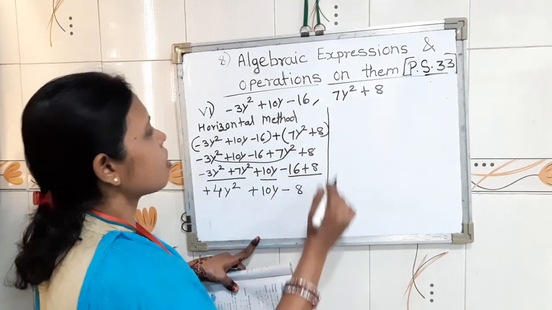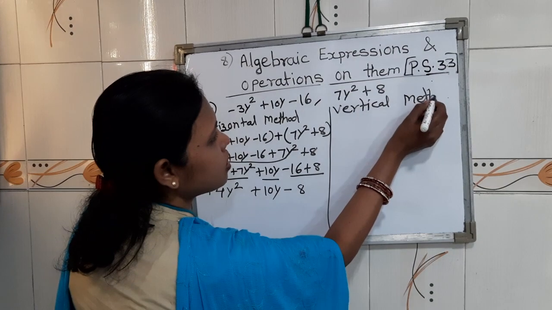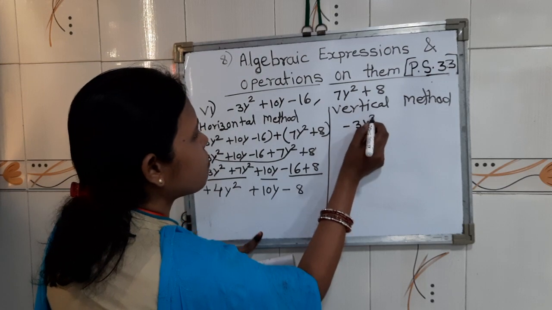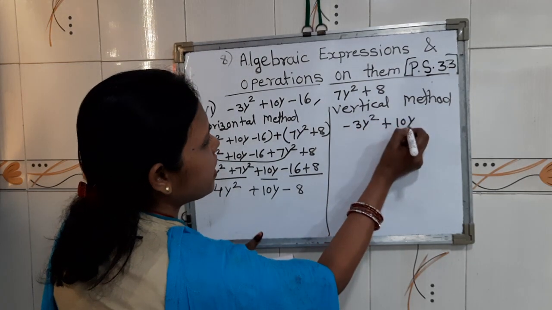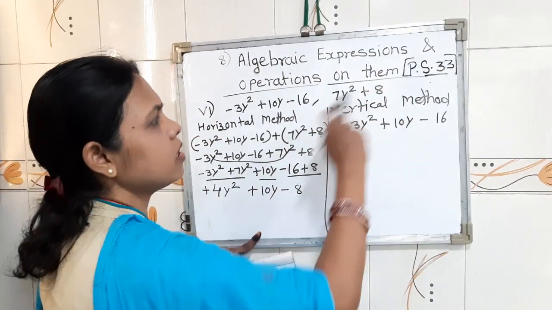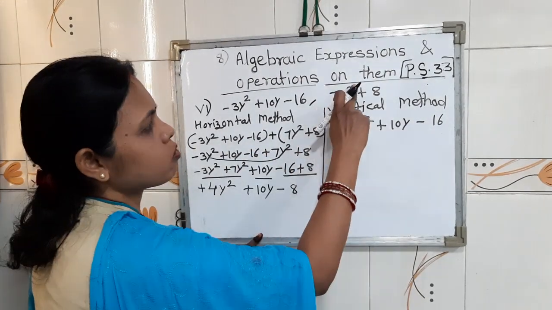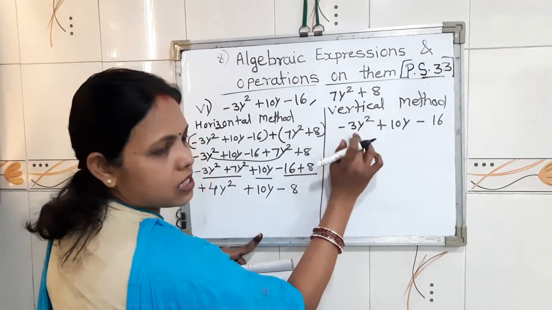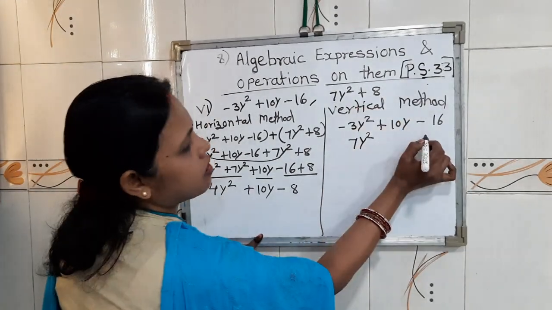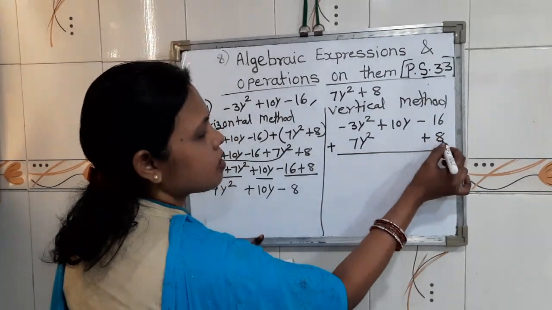Next one is our vertical method. So children, here in the vertical method, we write minus 3y square, then 10y minus 16. While writing the second term, we see which variables are there. For example, 7y square. Where is 7y square? Here we see minus 3y square. Below that one, write 7y square. Plus 8, plus 8 right here. And here a plus sign. So 16 minus 8.